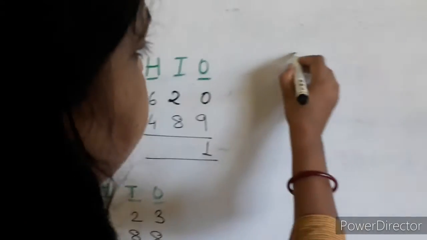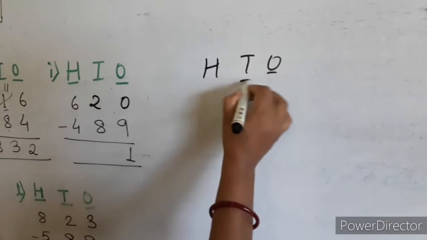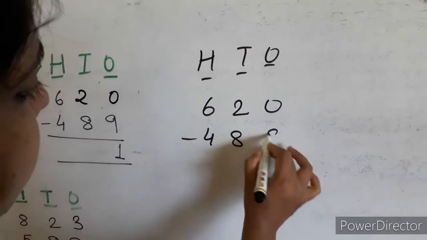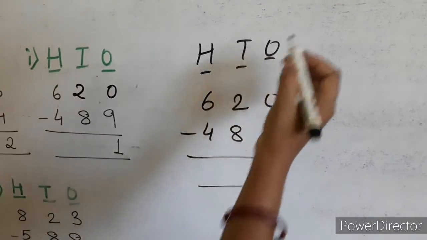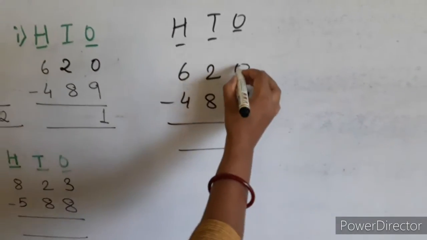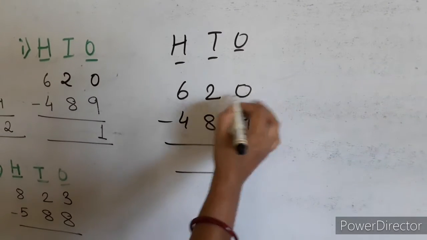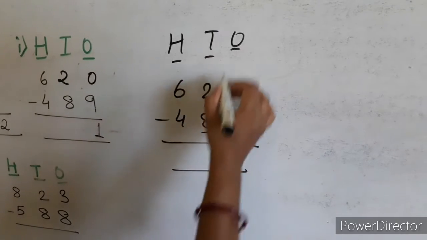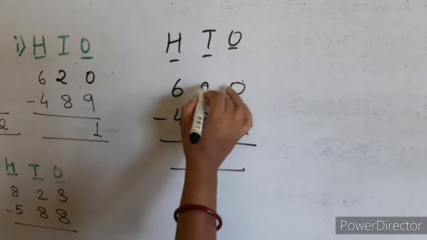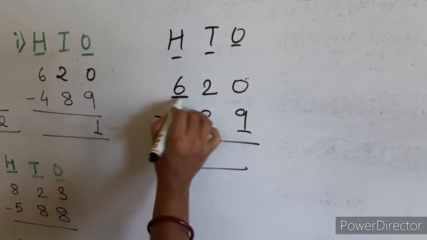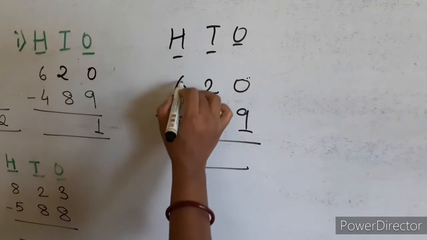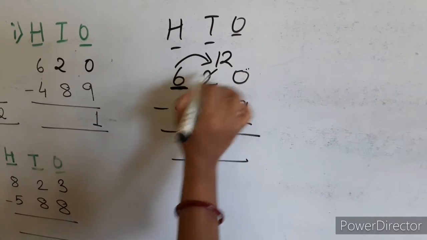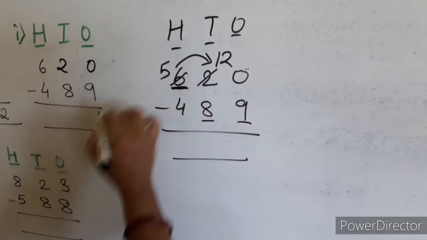620 minus 489. Here, in the ones place and the tens place, you see the upper number is smaller than the lower numbers. So we have to make the two numbers bigger. We have to take the tens from here. First we take from here, so this will be 12, and this will be 5.